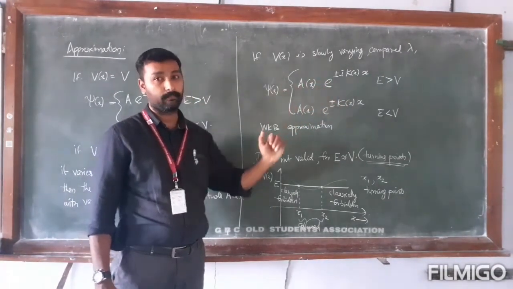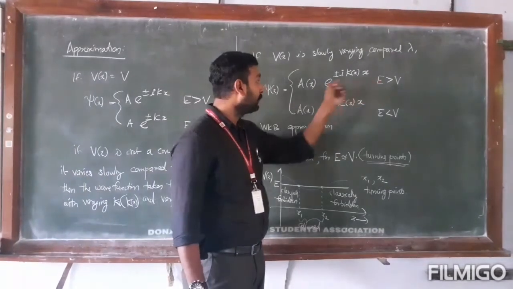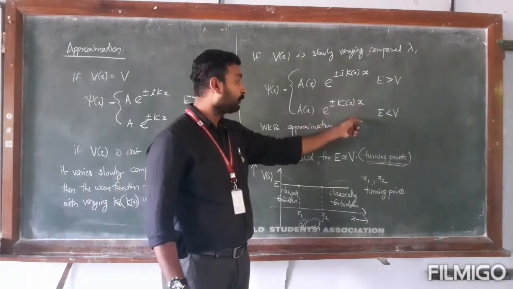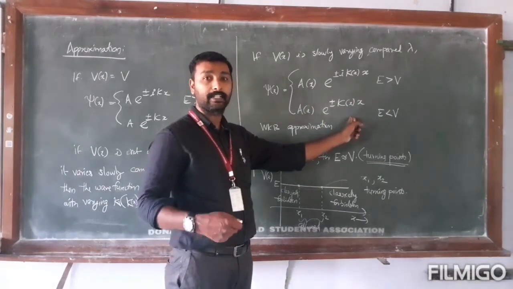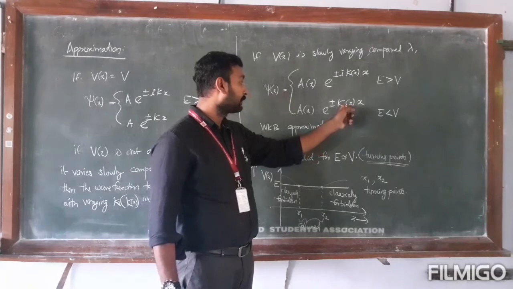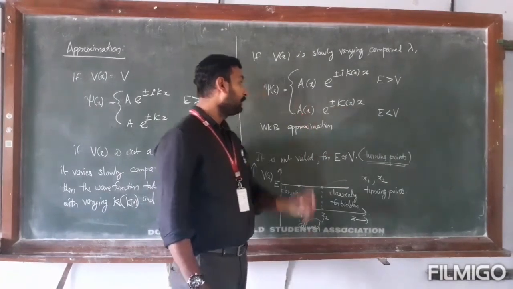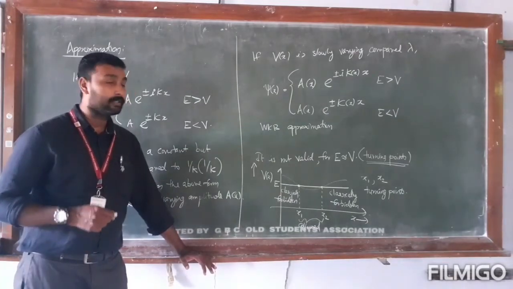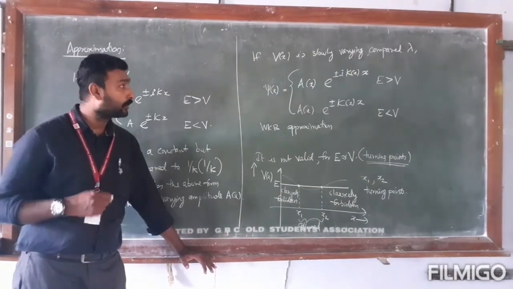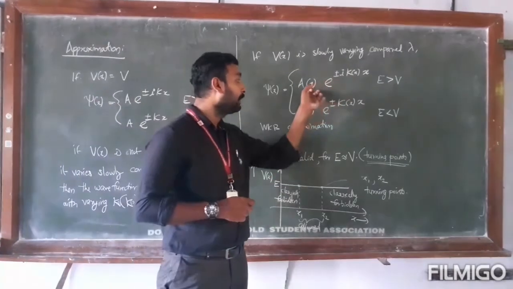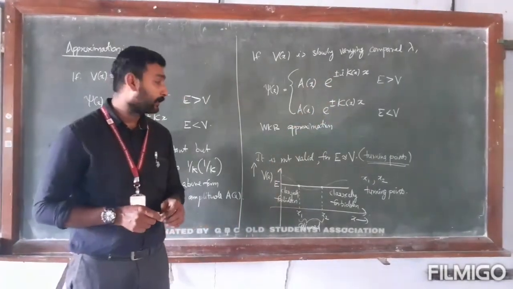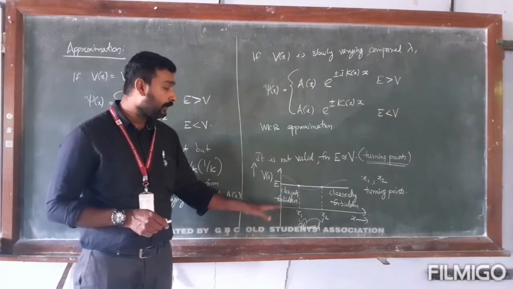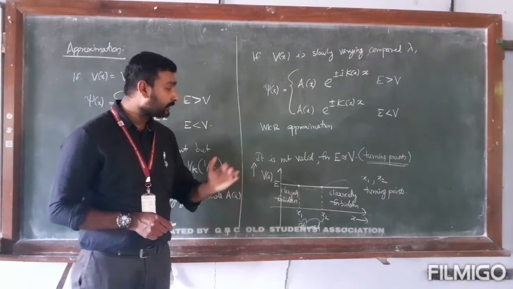then we can still use the same form but with a varying amplitude and a varying k. For the region with energy greater than V, the wave function will take this form, the same harmonic function. For the classically forbidden region, it would be an exponential function, but the k and A would be functions of position. Both this k and A must also be slowly varying, because the potential is a slowly varying function. And the last thing is, this is not valid in the vicinity of the turning point. So why is it not valid?